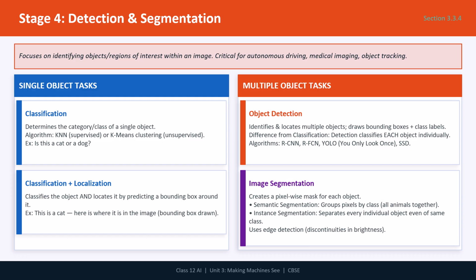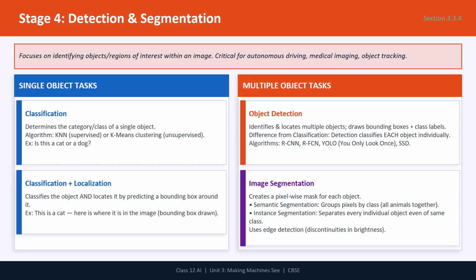Multiple object tasks. Object detection identifies and locates multiple objects simultaneously, draws bounding boxes around each one, and assigns class labels. The key difference from classification: classification treats the whole image as one thing. Detection finds every individual object. Famous algorithms are CNN, RFCN, YOLO, you only look once, and SSD. YOLO is a favorite MCQ, remember it.